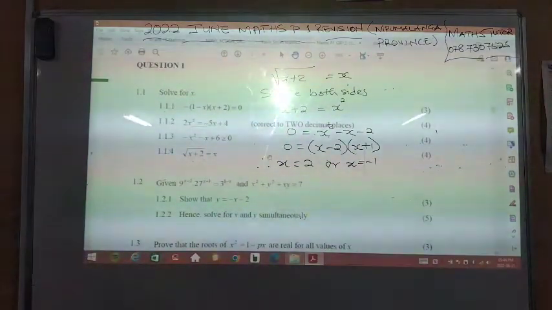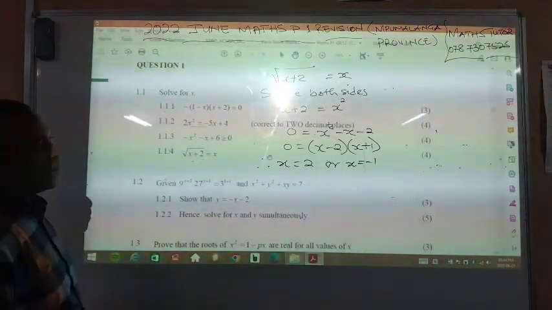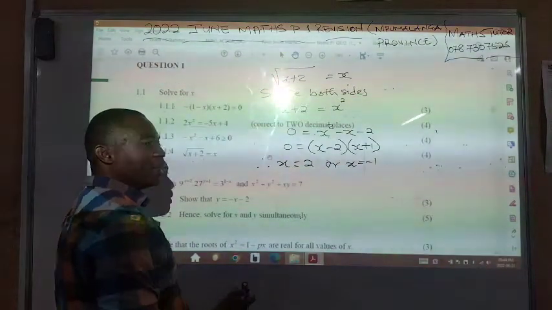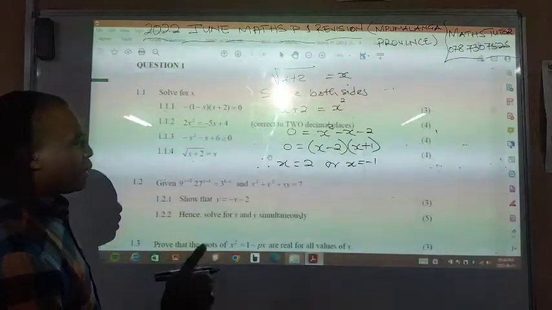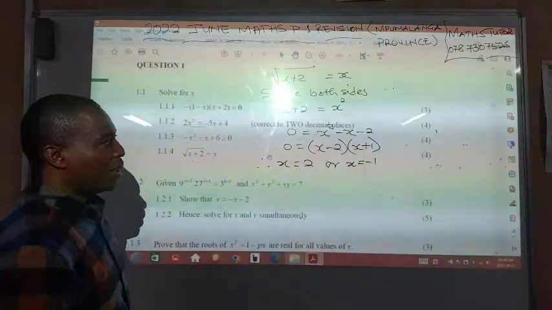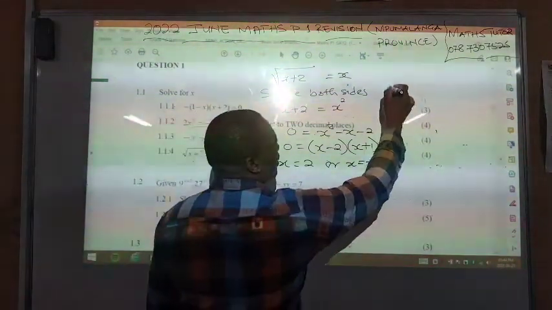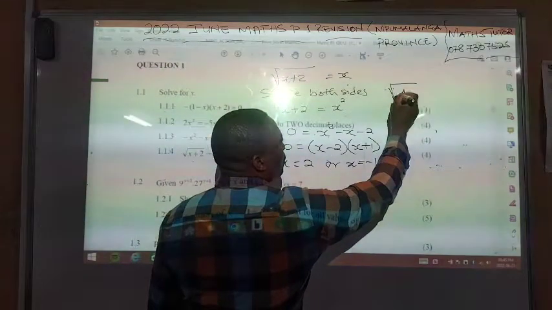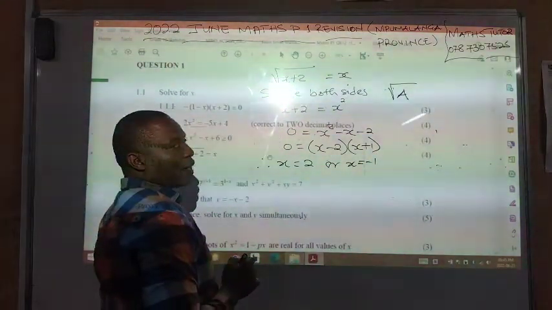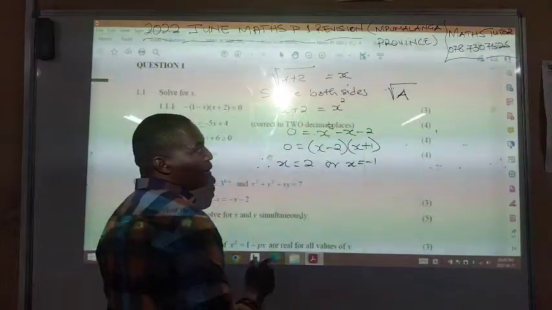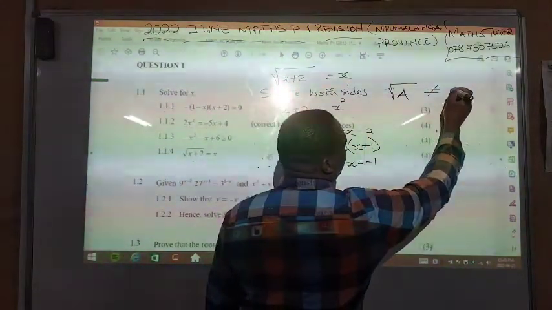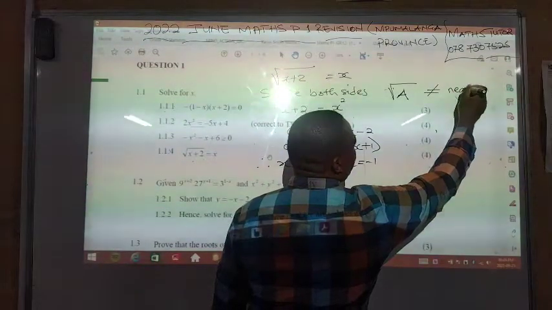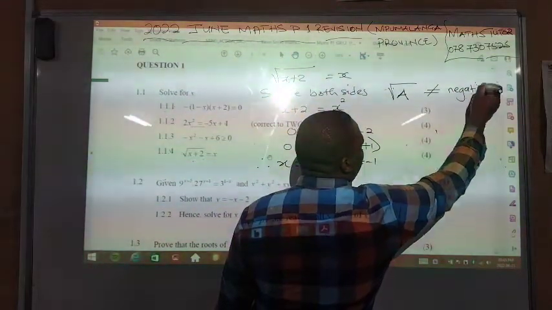Now, before you even say you are done, remember they say the equations go with some principles. The principle that we need to check here is that the square root of a number, let's just use a, should never be equal to a negative number.